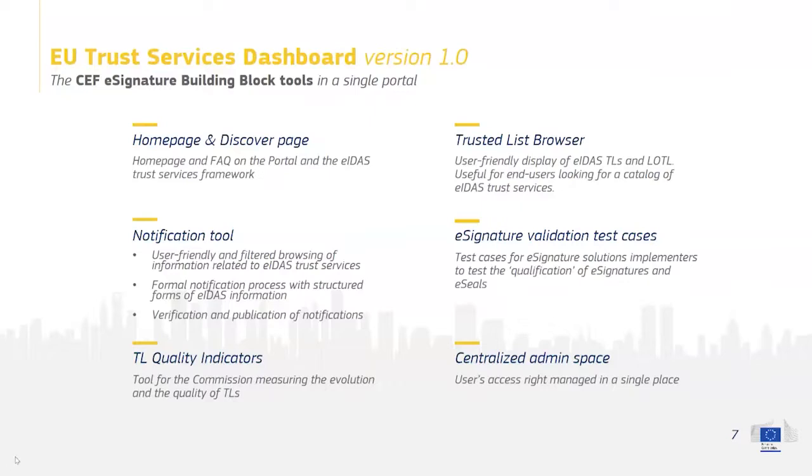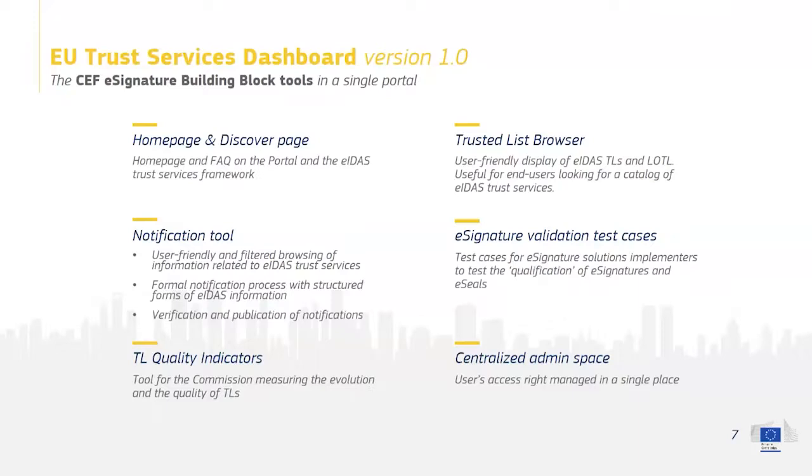Then there is a new tool that has been released, which is named the notification tool. It has three objectives. First, to propose a user-friendly and filtered browsing of the information related to eIDAS trust services. We'll cover that in a minute during the demonstration. So it includes the list of the eIDAS conformity assessment bodies, also the qualified electronic signature creation devices, the designated bodies for the certification of these devices, and so on. We'll see that in a minute.